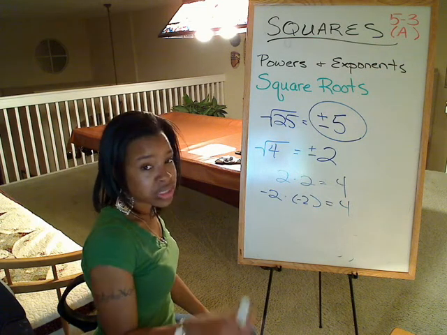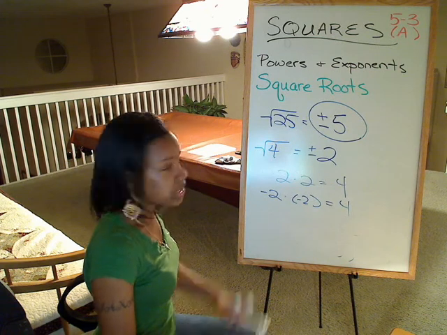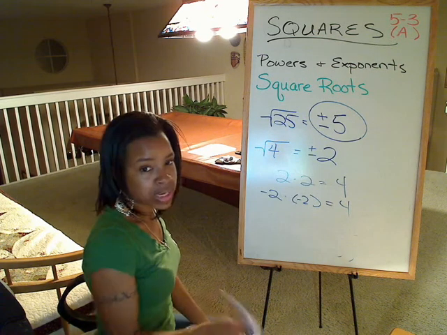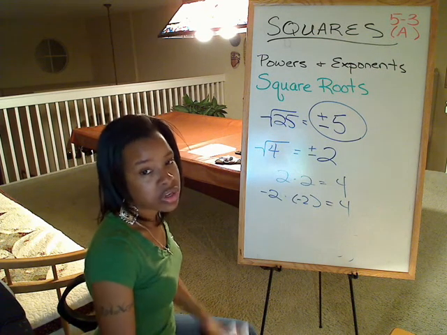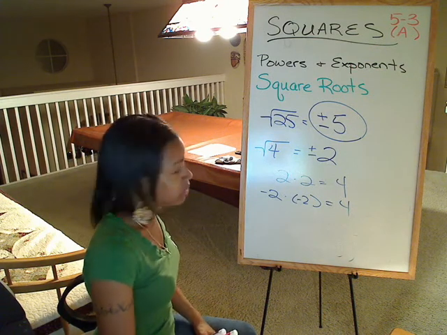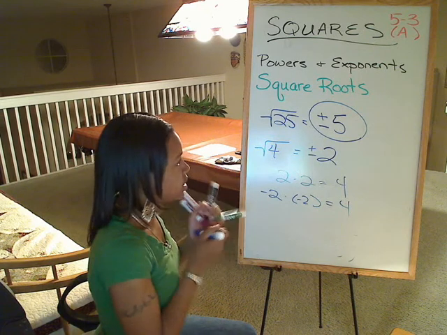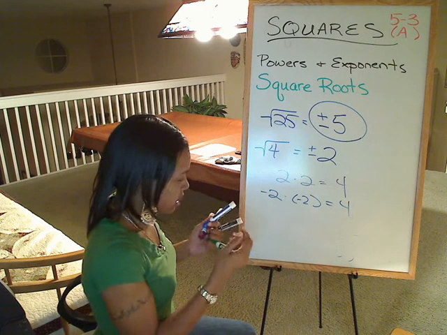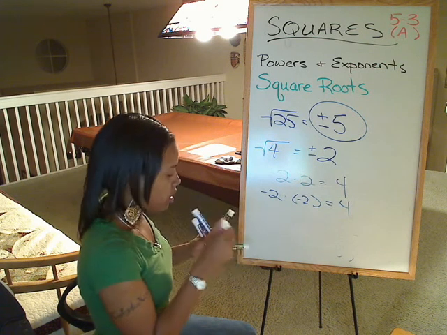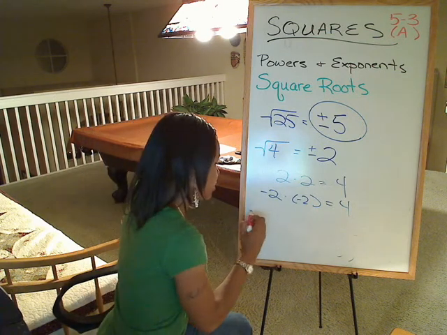That's also important because your calculator doesn't do that for you. It doesn't give you the negative answer. It automatically assumes you want the positive answer. So you have to know that on your own. Okay? It's plus or minus 2. Let's see what other examples. I'll do another example. The square root of 36.